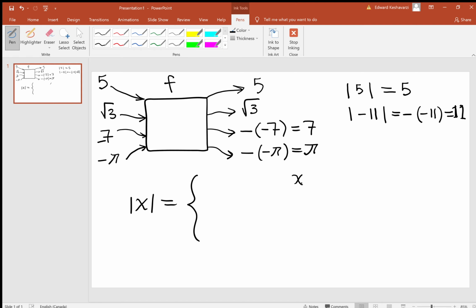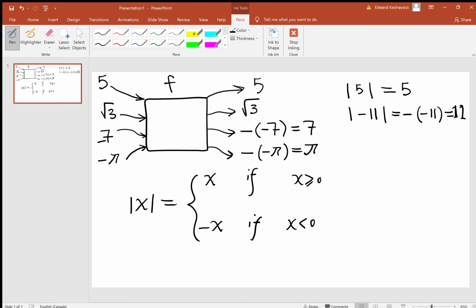See, there are two cases. Either x is larger than or equal to 0 or x is less than 0. So we said absolute value of x, if x is larger than 0, it's itself. We can put here if. And if the number is negative, you multiply it by another negative. This is the definition of absolute value, right?